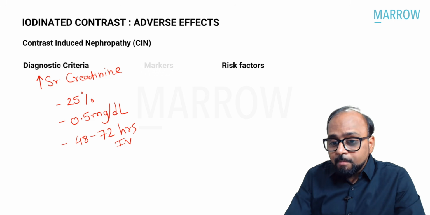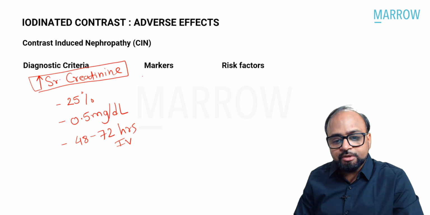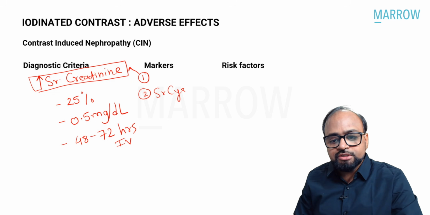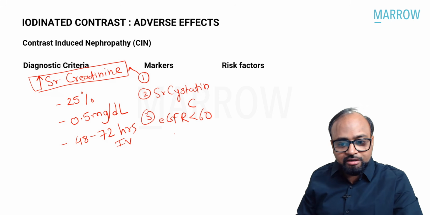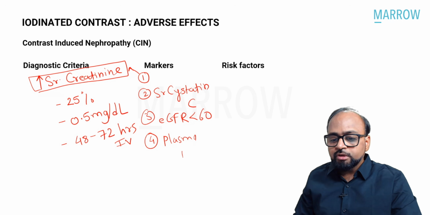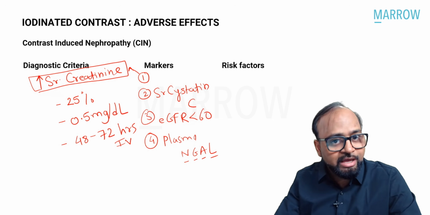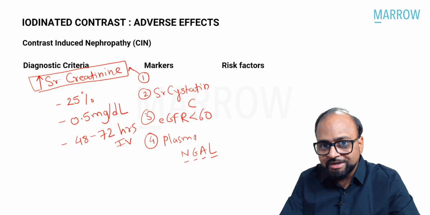What are the various markers used for diagnosis? One marker we have already seen is serum creatinine. Another marker which can be used for diagnosis is called serum cystatin C. Estimated glomerular filtration rate less than 60 ml per minute is also a marker. And there is a novel biomarker, plasma NGAL, that is neutrophil gelatinase associated lipocalin. This is a new biomarker which has a better predictive value.